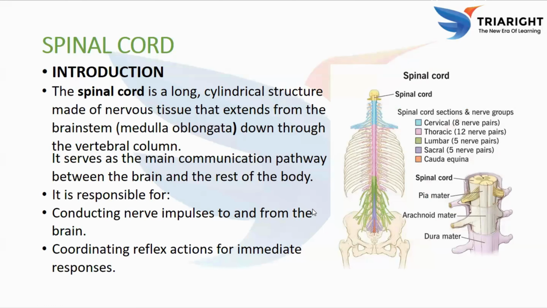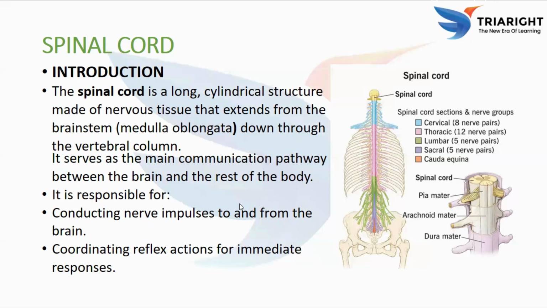Now next, coming to the next part, spinal cord. So brain and spinal cord together is called the central nervous system. So what is spinal cord actually? It is a long tube-like structure made up of nervous tissue, as you can see in the picture over here. It starts from medulla oblongata and runs down to the vertebral column called the spine. This spinal cord also acts as the main communication link between the brain and rest of the body, right? So what are the functions of the spinal cord?